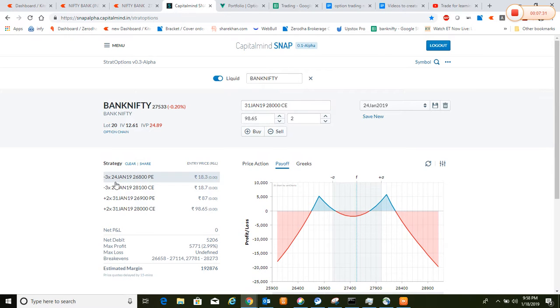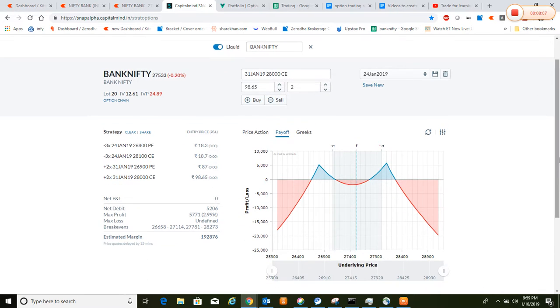According to the strategy, we sold 3 lots of the 24th Jan expiry 26,800 put and 28,100 call. And we also bought 26,900 put of next week and 28,000 call of next week, 2 lots. By doing this, we are hedging this type of strategy, where we have a curve shape.